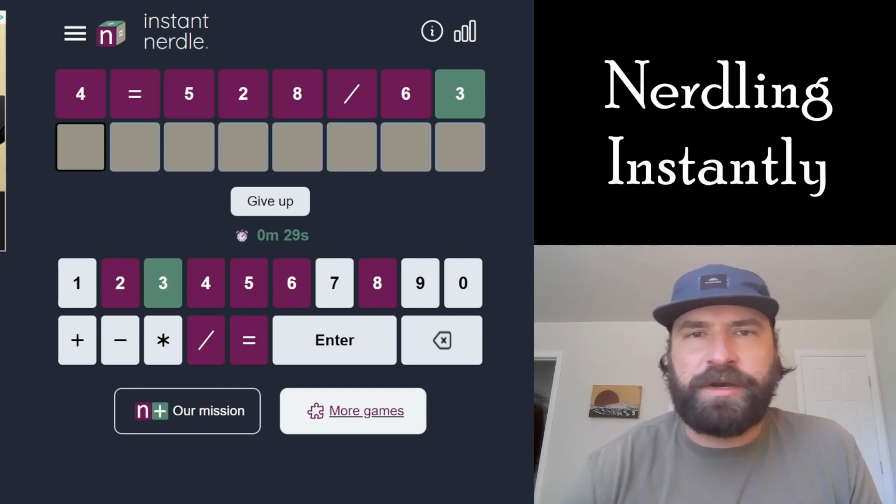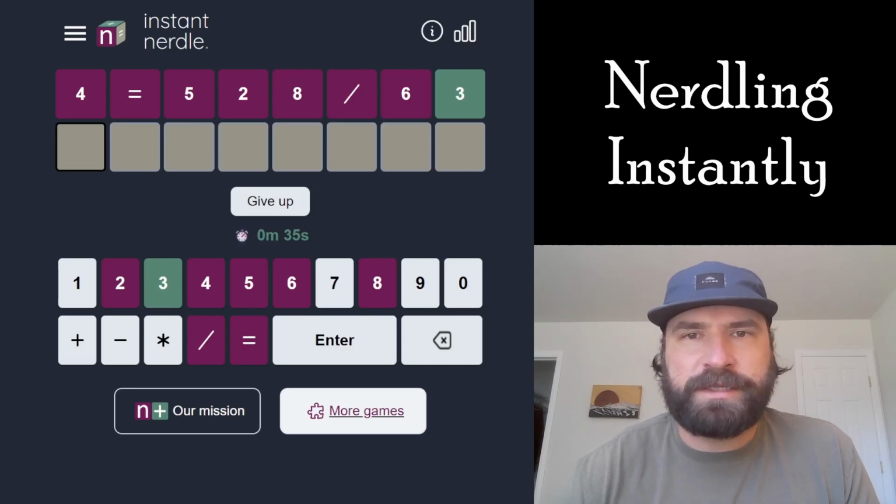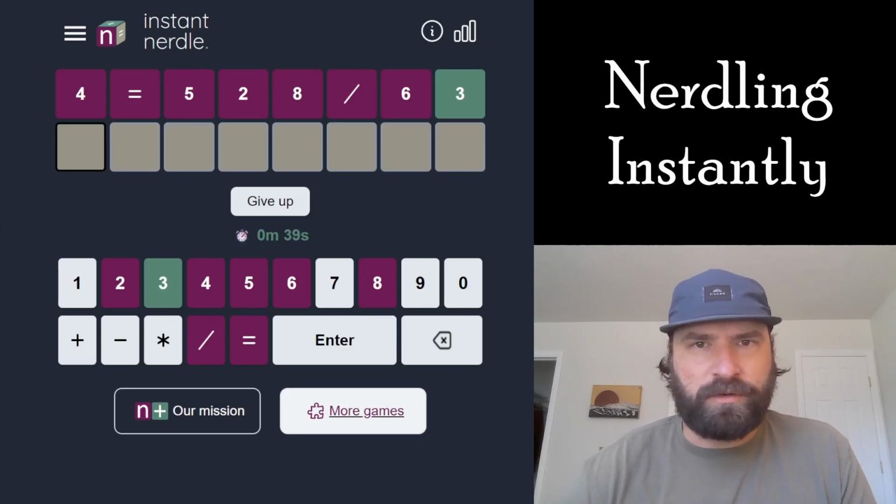All right, let's crush an instant nerdle. Instant nerdle is the game where you got to unscramble this math equation. So you got a scrambled up math equation. The 3 is in the right place because it's green, and then everything else is in the wrong place, so I have to move it and create some sort of math equation that works.